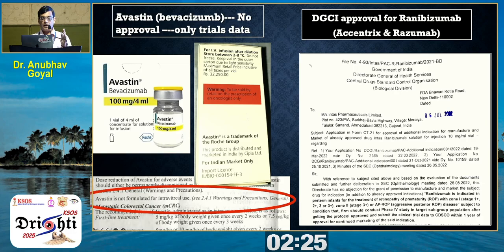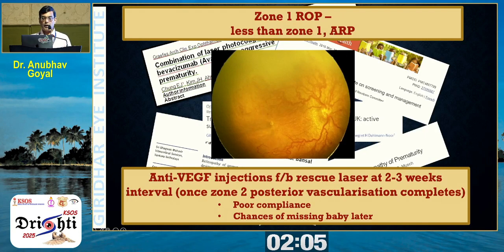Bevacizumab is a well-accepted treatment for ROP, but not approved. Even the label shows it is not for intravitreal use. DCGI approved ranibizumab, both Excentrix and Resumab. Most of them are using Excentrix and Resumab, but yes, a lot of us are still using bevacizumab. So for zone 1 ROP, I still prefer injection followed by rescue laser without waiting for recurrence, once the zone 2 posterior vascularizes. I don't wait, especially for AROP or half zone or zone 1 ROP.